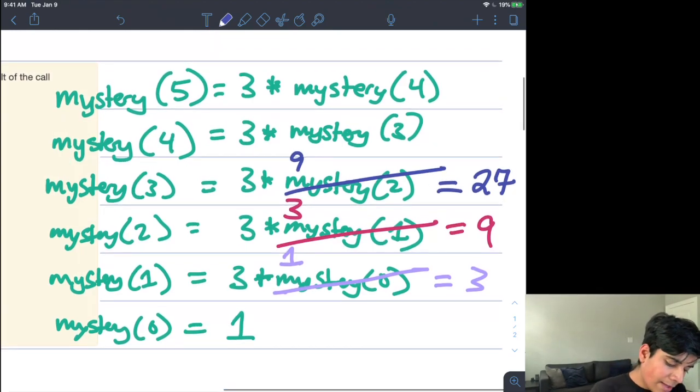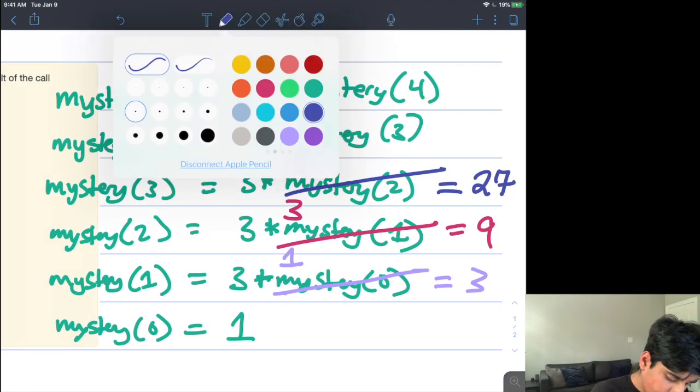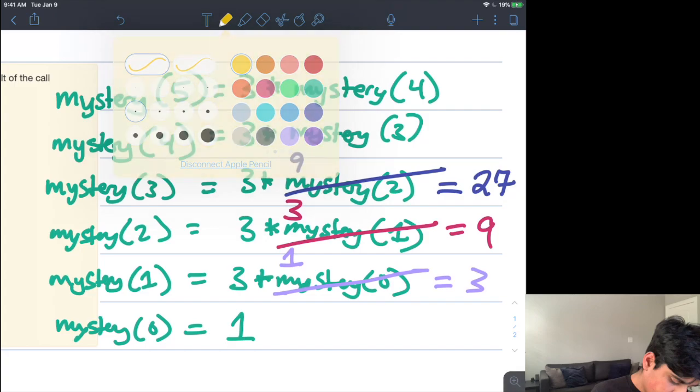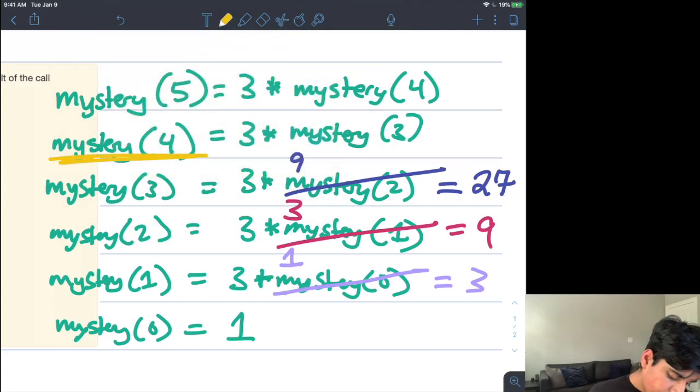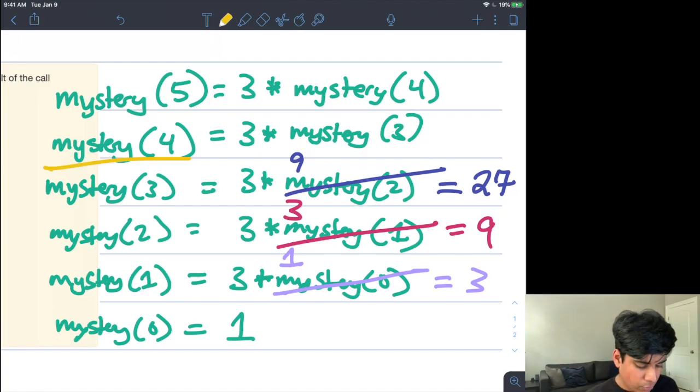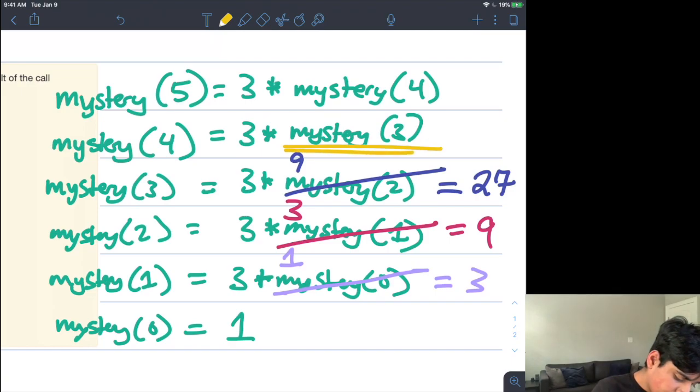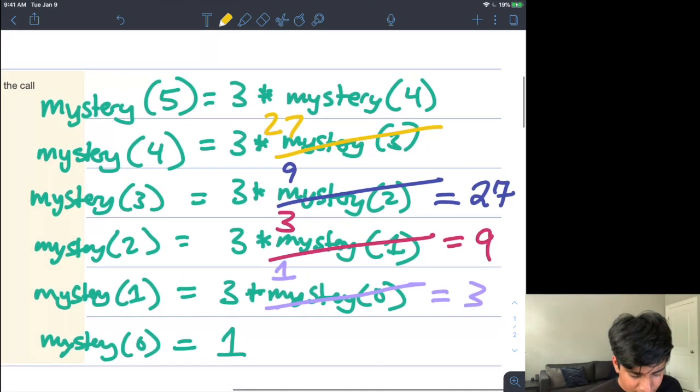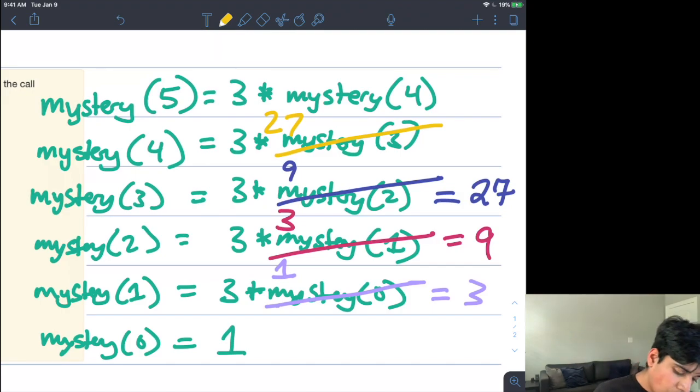Now we can go one level up again over here. So it says that mystery 4 is equal to 3 times mystery 3, right? So what is mystery 3 equal to? Well, we know that mystery 3 in the last step, we said is equal to 27. So I can cross out mystery 3 right over here and put 27. And now you can solve for 3 times 27. 3 times 27 is 81. So I'll put 81 over here.